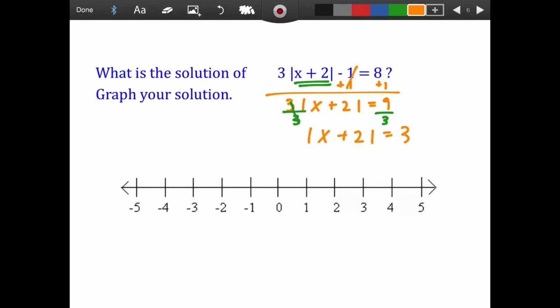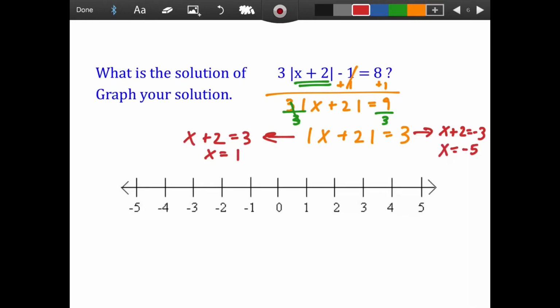And now once you have your absolute value isolated on one side of your equation, you can create the two equations. So the first one is exactly the same. X plus 2 is equal to 3. The second one is x plus 2 equals negative 3. When we solve our equation to the left, subtract 2 from both sides, so x is equal to positive 1. When we solve our equation on the right, subtract 2, so we have x equals negative 5.